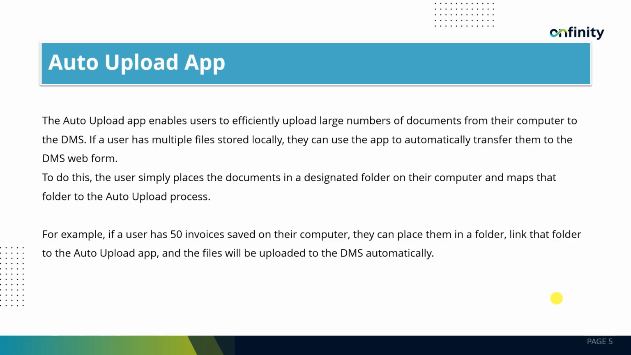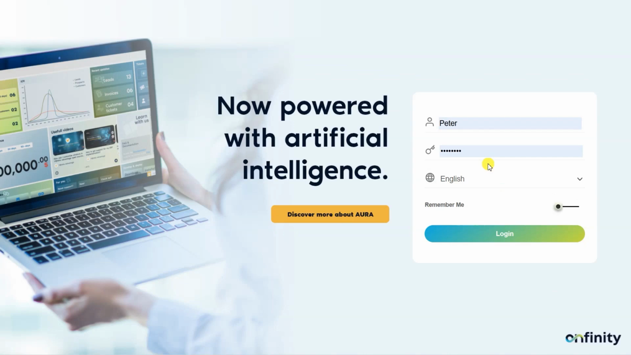For example, if a user has 50 invoices saved on their computer, they can place them in a folder, link that folder to the AutoUpload app, and the files will be uploaded to the DMS automatically. Now, we will understand the process of document upload by using the AutoUpload app in more detail by navigating to the Onfinity system. Please log into the system using a tenant account and admin role with organization access.